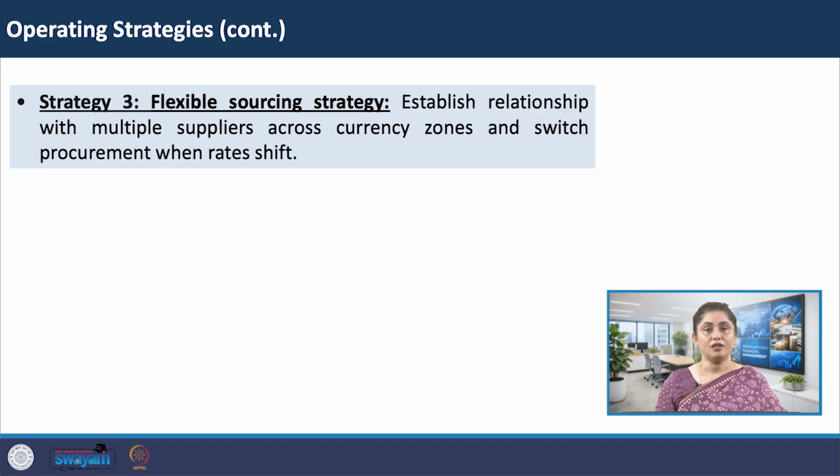Strategy 3: flexible sourcing strategy. This is the supply side equivalent of production diversification. Instead of committing to a single supplier in a single country, you maintain active, qualified relationships with suppliers across multiple currencies and multiple countries. When one supplier's currency appreciates and makes their products more expensive, you simply shift procurement to a supplier in a currency zone that has remained stable or whose currency has weakened.